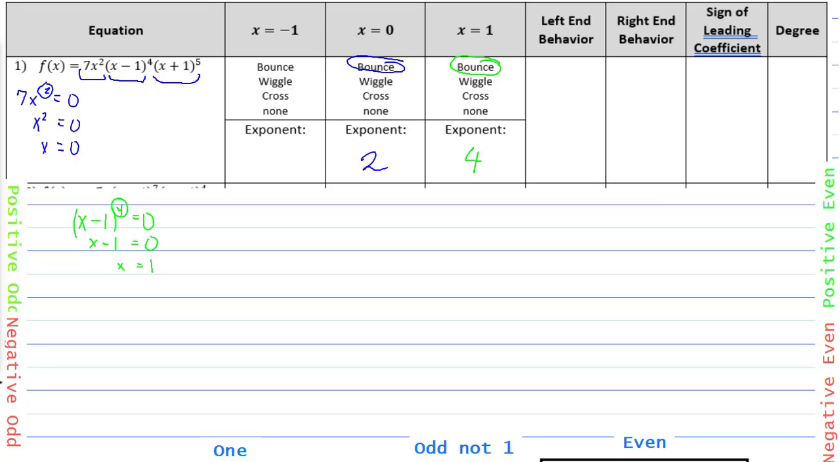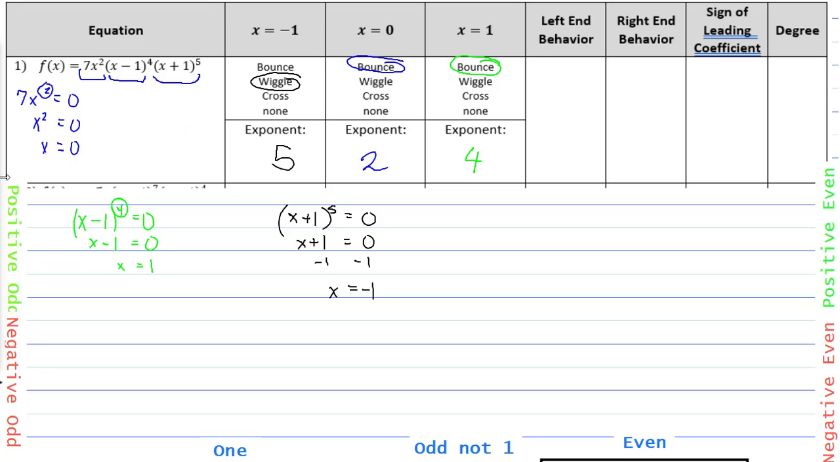So let's look at the next section. (x plus 1) to the 5th is equal to 0. Take the 5th root of both sides. Subtract the 1. So x is equal to negative 1. And so the exponent there is a 5. The 5 is odd, so it's a wiggle.